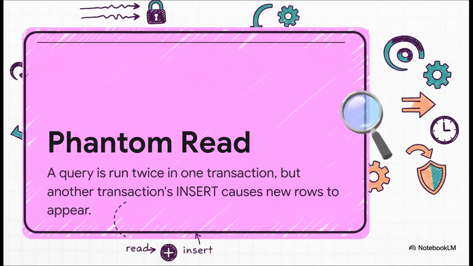And maybe the most ghostly of them all is the phantom read. This is when you run the same exact query twice in one transaction, but the second time, new rows have just mysteriously appeared or disappeared. This happens because another transaction inserted or deleted records that happen to match your query. It's like trying to count things in a room while ghosts are walking in and out.